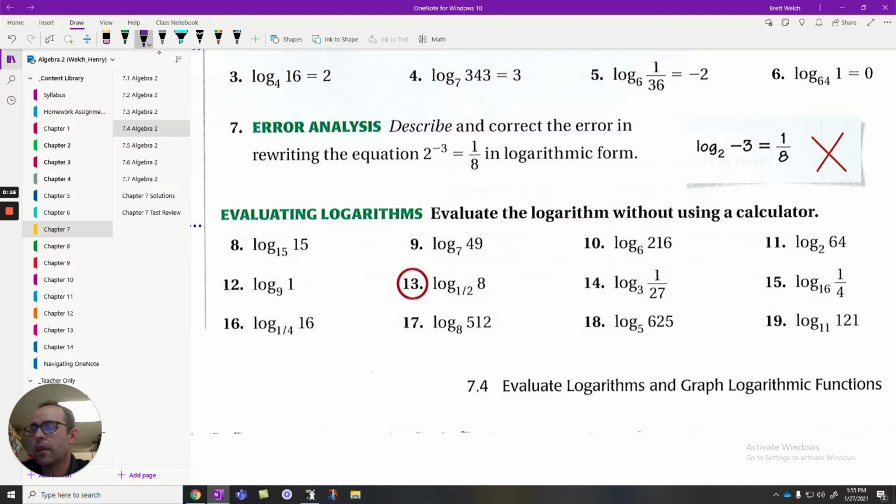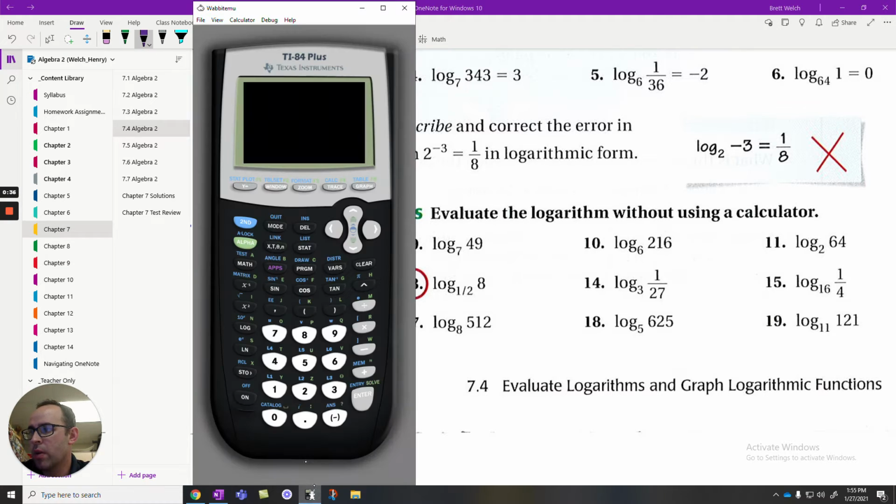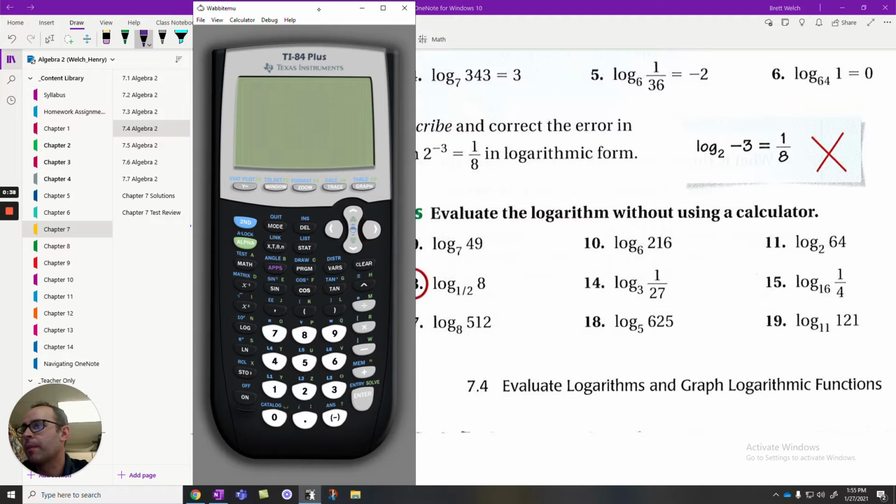Alright, so to start out with this first part, when we're asking you to evaluate a logarithm without using a calculator, that doesn't mean you can't use a calculator at all. What it does mean is that we want to minimize the use of a calculator. At least we can't put the logarithm into the calculator itself. So let's take a look at question number 17 here real quick.